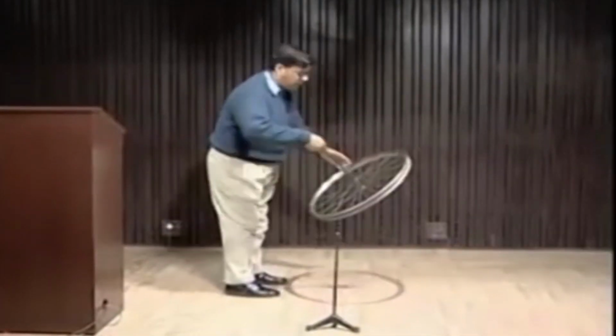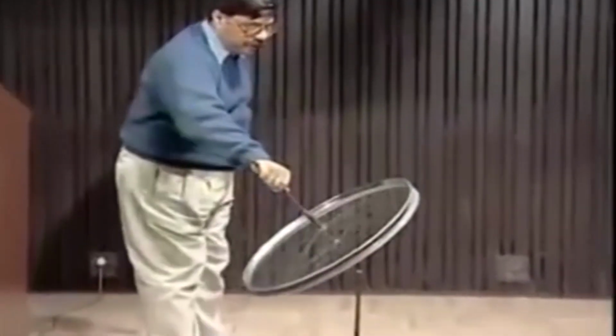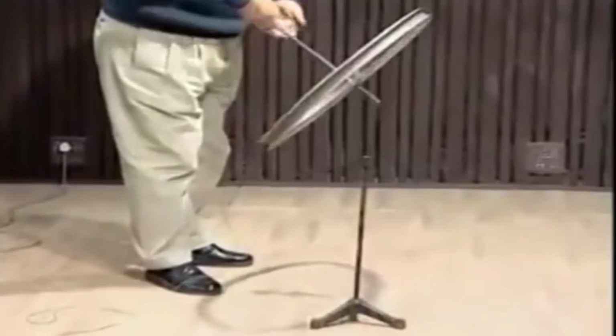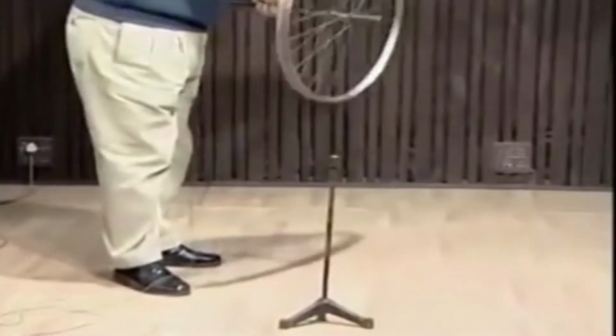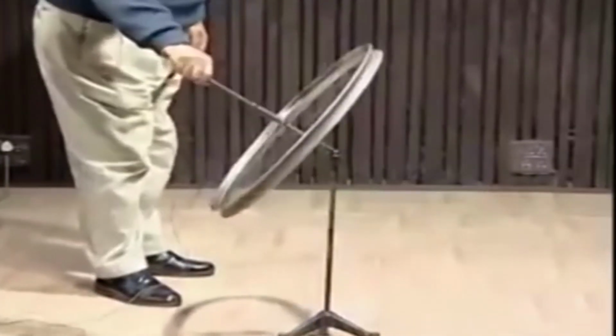What I showed you was, here was a bicycle wheel which I rotated like this, and when I put it here, it started going around like this. When I gave the rotation the other way, it rotated the other way. Let us try to understand this.